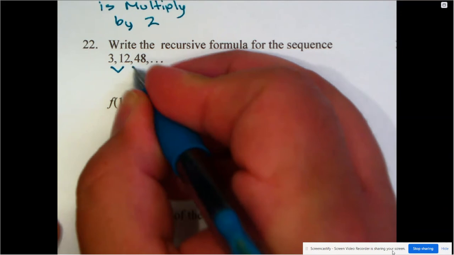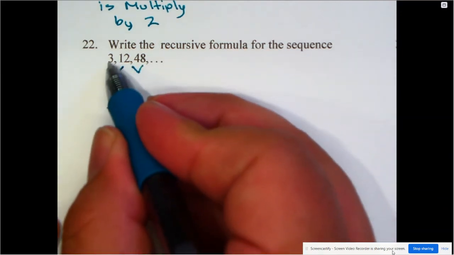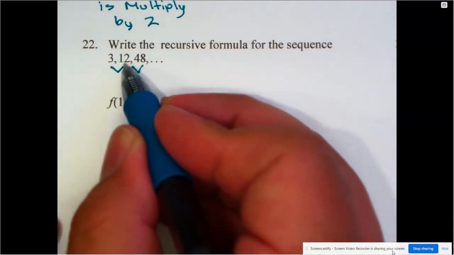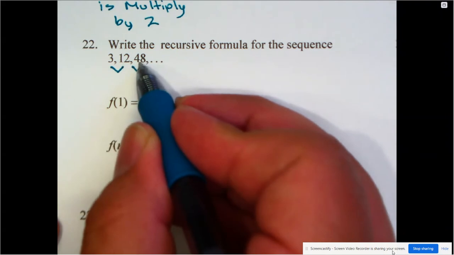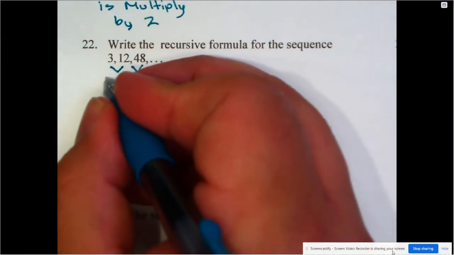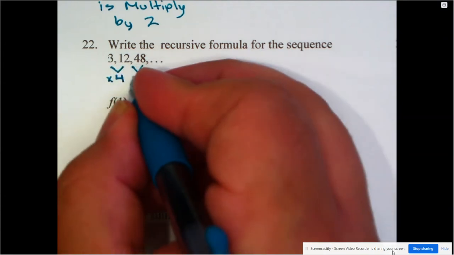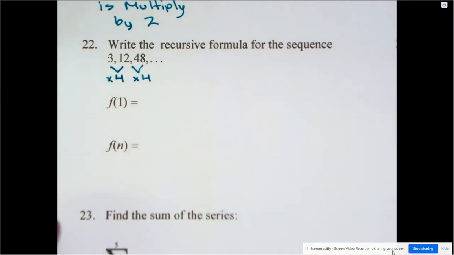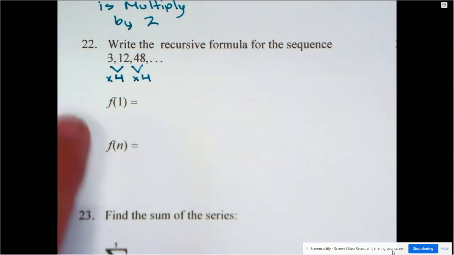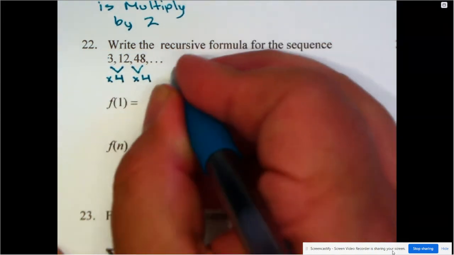All right, they're getting bigger. But 3, let's see, if I add 9, that's 12. But 12 plus 9, there's no way that's 48. Then they must be multiplying by 4. Look at that, 3 times 4. 12 times 4. So it has to be multiplication. All right, so we're ready here. We know that we're going to be multiplying, so this is geometric.